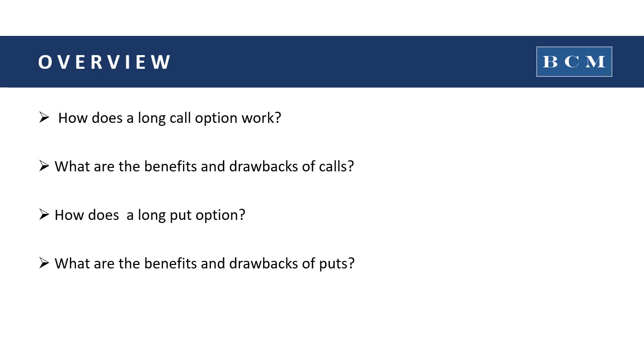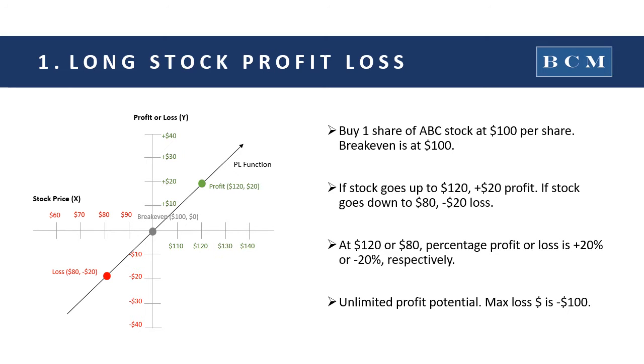A good way to visualize how options work is by using simple profit and loss diagrams. On this page, we have an example of a P&L diagram for a long stock position. A long stock position just means that we're buying a stock and then we're holding it. And that's what diagram 1 on this page is showing us. It plots profit or loss on the vertical y-axis and stock price on the horizontal x-axis.